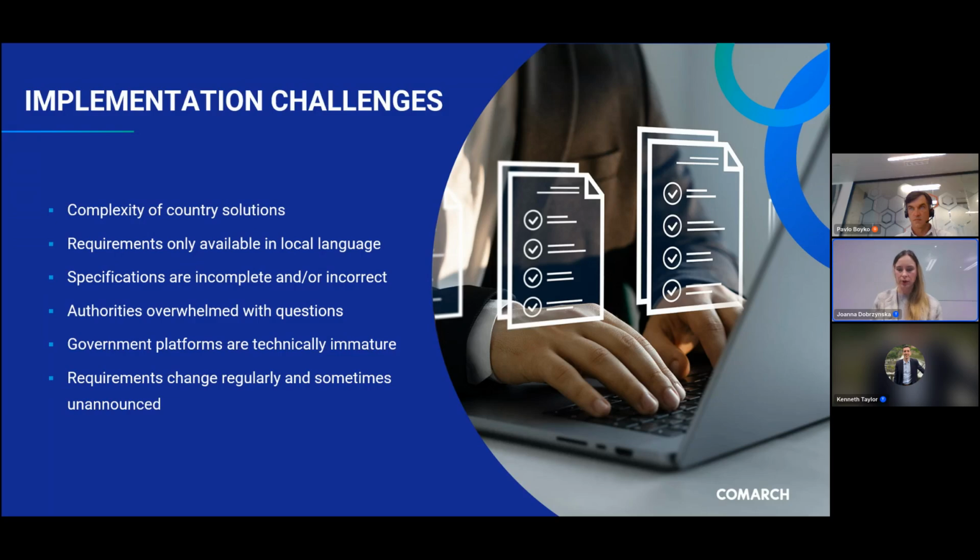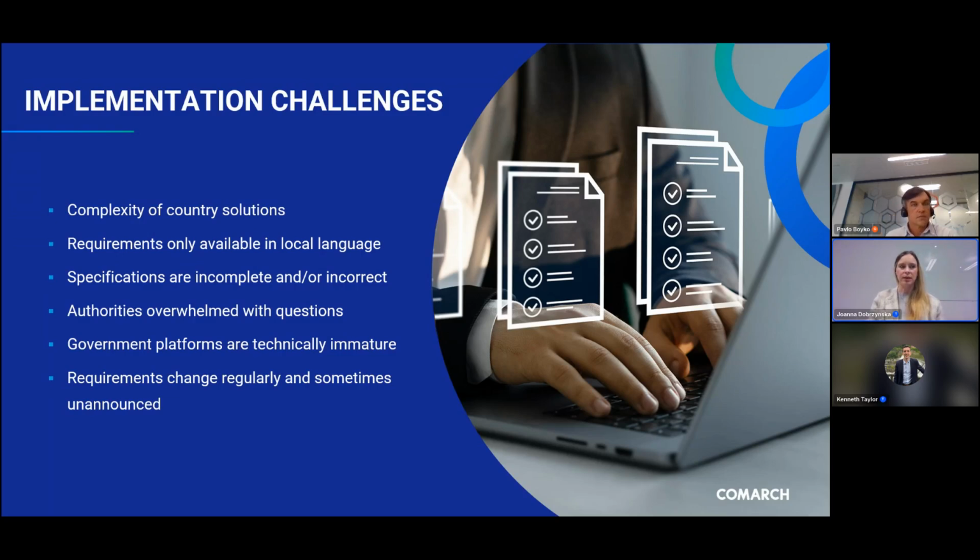And lastly, I would say the challenge can be the overwhelming number of questions that are flooding authorities at some point, especially very close to the deadline. So basically, if we really start implementation late, we won't be able to receive the clarification. So even if we are trying very hard, we won't be able to be compliant on time.